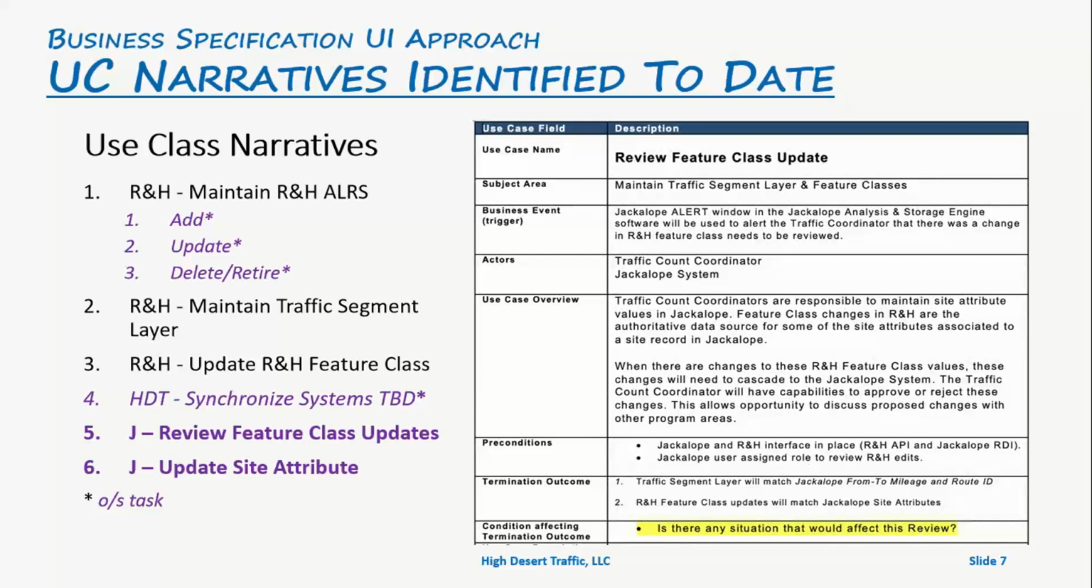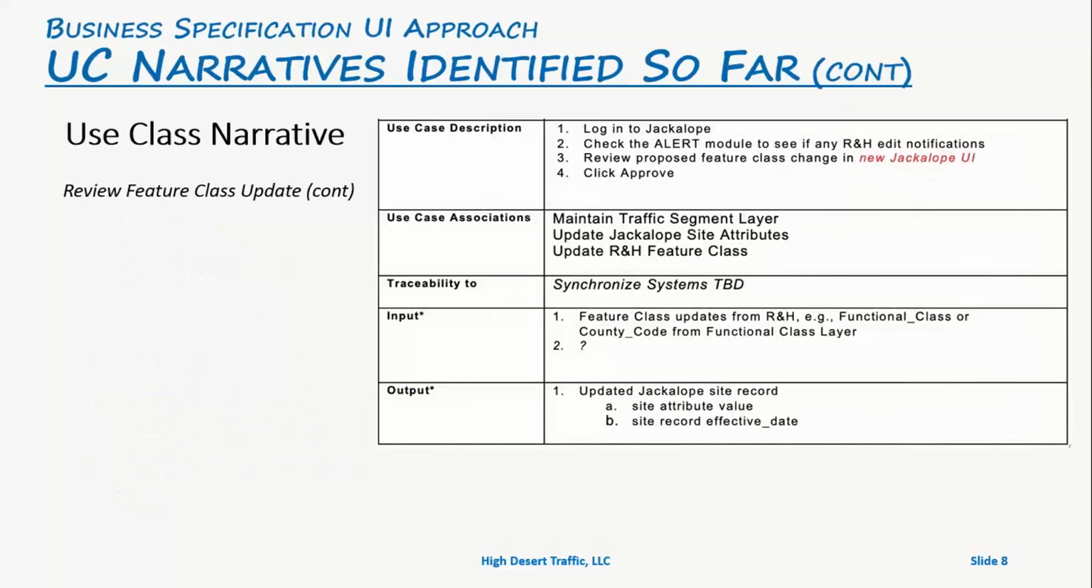Traffic segment layer will match Jackalope from to mileage and route ID. Roads and highways feature class updates will match Jackalope site attributes. Condition affecting the termination outcome: is there any situation that would affect this review? Again, work in progress. The use case description.